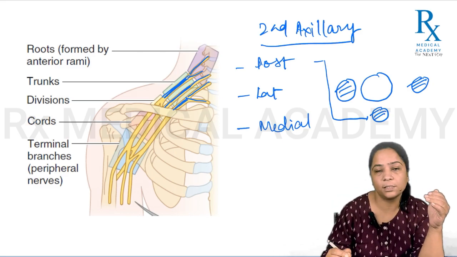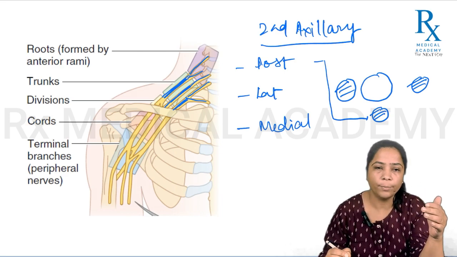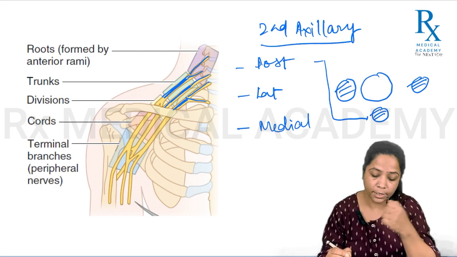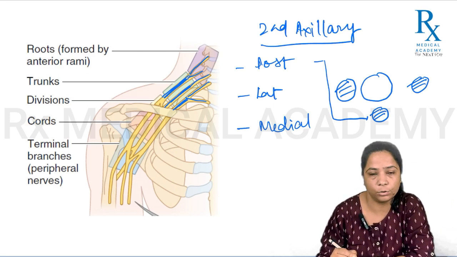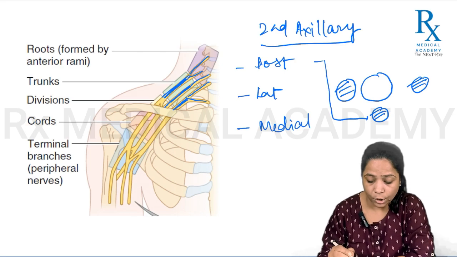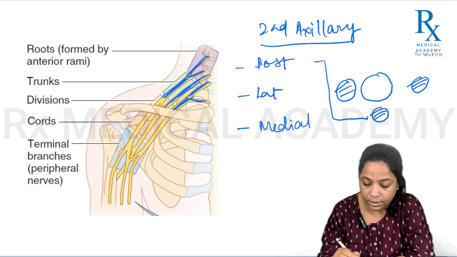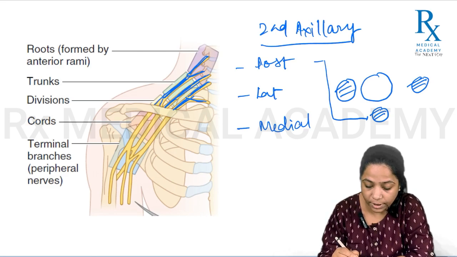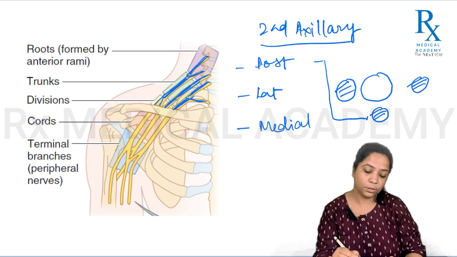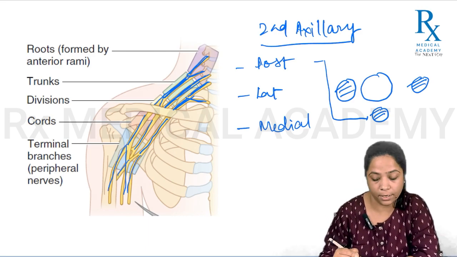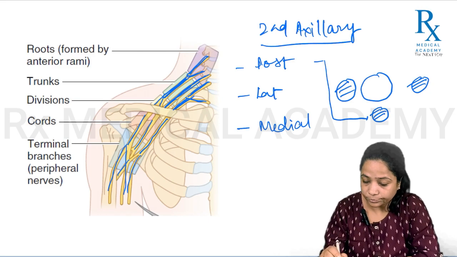Basically, the brachial plexus is divided into two parts. The part lying above the clavicle is known as the supraclavicular part, and the part lying below the clavicle is known as the infraclavicular part. In the supraclavicular part, we are seeing the roots, the trunks and the divisions of the brachial plexus. The rest of the part, the cords and the branches of the brachial plexus, is the infraclavicular part.